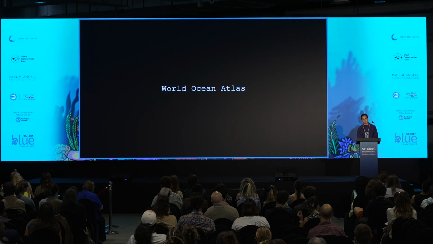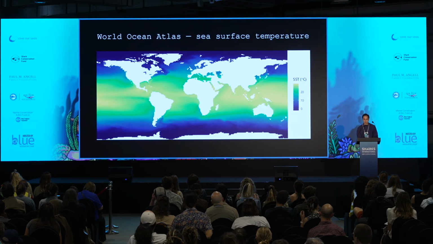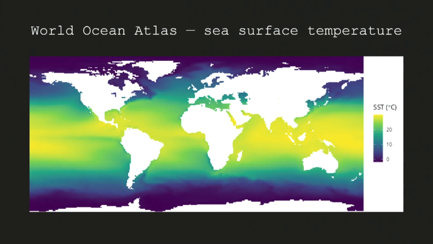The next project I worked on was working with some World Ocean Atlas data. This is a map of the world's sea surface temperature, which I'm sure many of you have seen. We often use this to describe the habitat conditions that sharks and rays exist in. Again, the problem: this only shows the variables at the sea surface rather than the full depth that sharks and rays occupy.